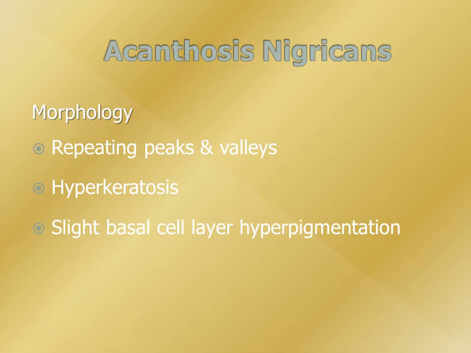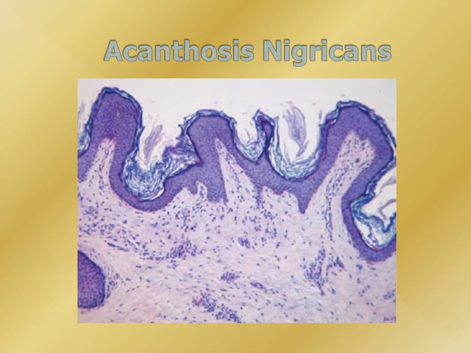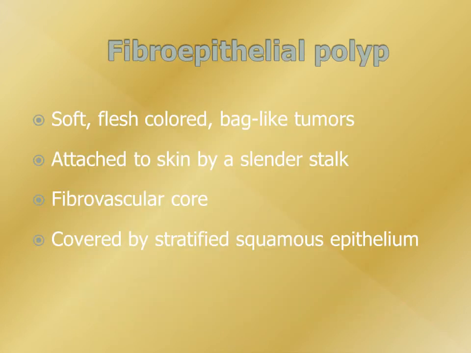Along with these peaks and valleys, you can see hyperkeratosis and basal cell layer hyperpigmentation. So this is the photomicrograph of acanthosis nigricans. You can see that there are various peaks of this squamous epithelium, and the peaks, they suddenly dip downwards, resulting in the formation of the troughs or the valleys, and these valleys or these troughs, they are filled by this keratinous material. So this is the classical photomicrograph of acanthosis nigricans.